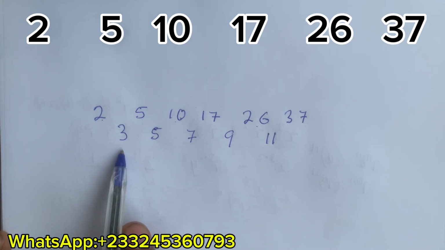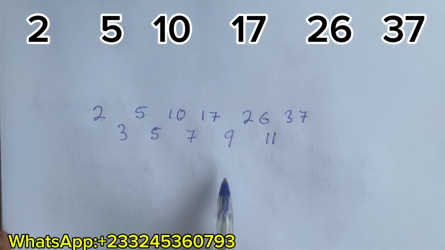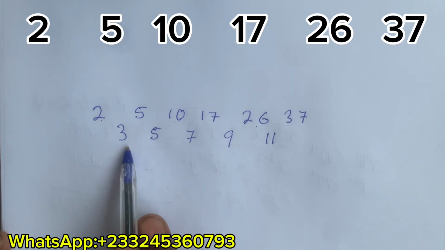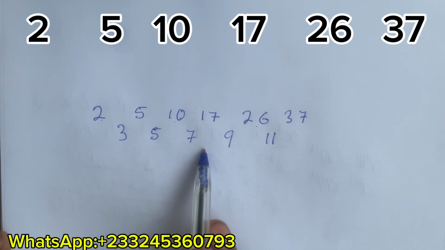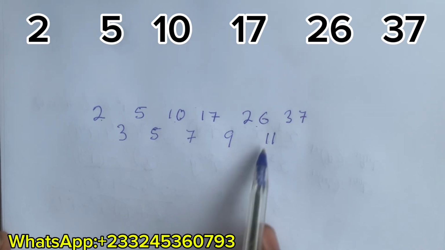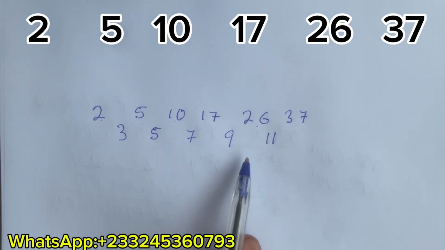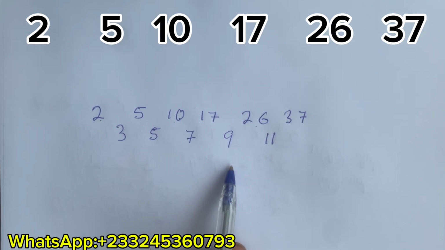So you see that the difference between the terms is not constant, but rather forms another sequence which has a common difference of 2, and this is a linear sequence. So if this happens, then we have a quadratic sequence or quadratic mapping. So how do we find the nth term?